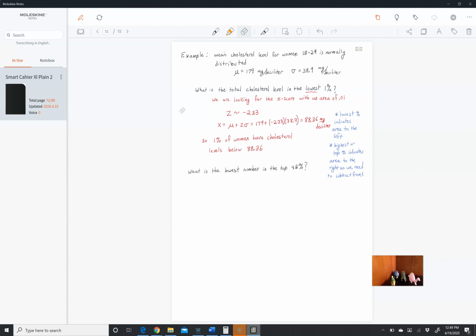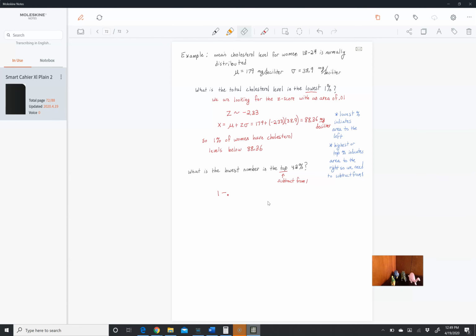Okay, so this is what we were talking about before in terms of lowest would indicate that it's the area to the left, so we don't have to subtract from 1. We're just going to go straight to the z-score table. Whereas here, we're talking about the top 42%, top or highest indicates area to the right. So if we're indicating the area to the right, then we do need to subtract from 1 because the z-score table only tells us areas to the left. Okay, so top says subtract from 1. Or from 100. Okay, it depends on whether you're converting it to a decimal before or after you subtract.